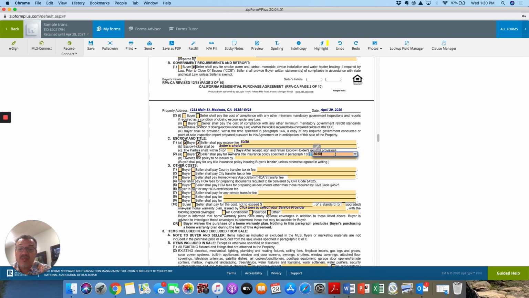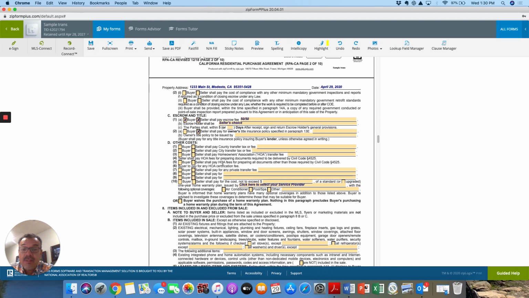If you're doing business in San Joaquin County, all of San Joaquin County is buyer and seller. Understand, though, that if the buyer is paying for any portion of that policy, the seller can't dictate who the escrow holder is. Next in here, under other costs, is the county transfer tax.